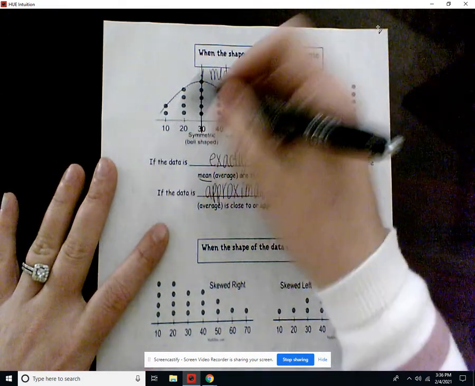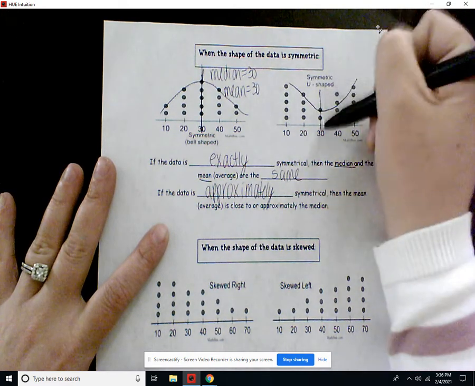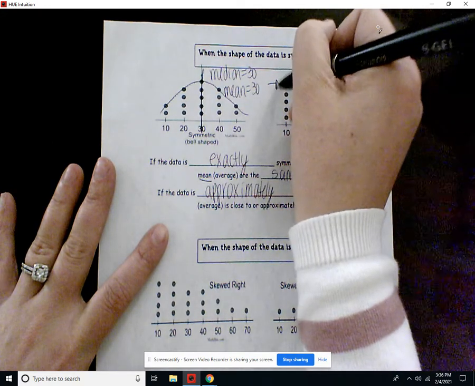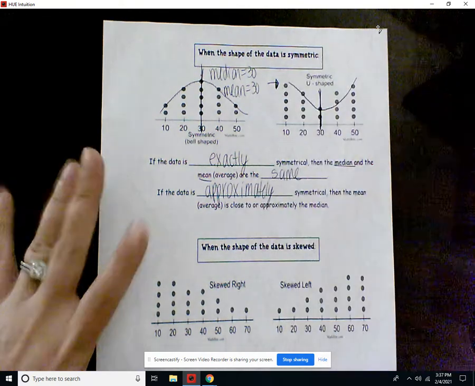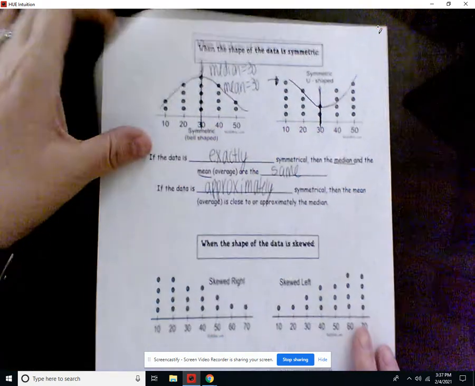So this is bell-shaped. This one is a U-shape. Again, we draw a line down the middle, fold it in half, and it's exactly the same. So the mean and median are also going to be 30, because there's the middle, and then the mean will be the same. So what happens if the data is not exactly the same?